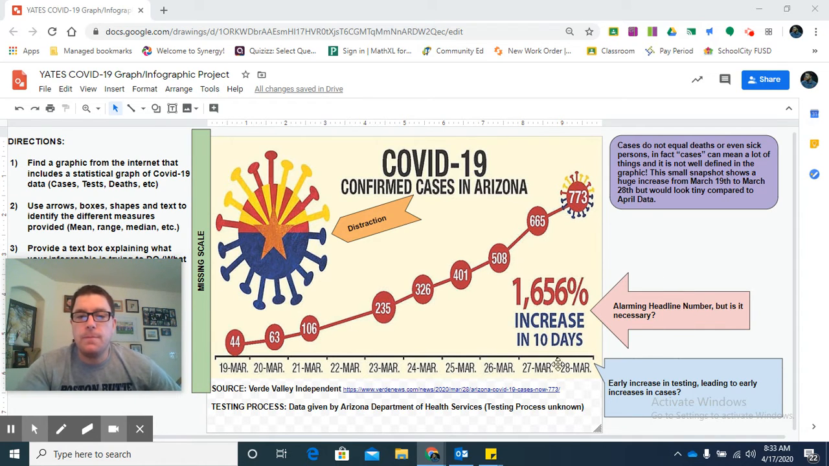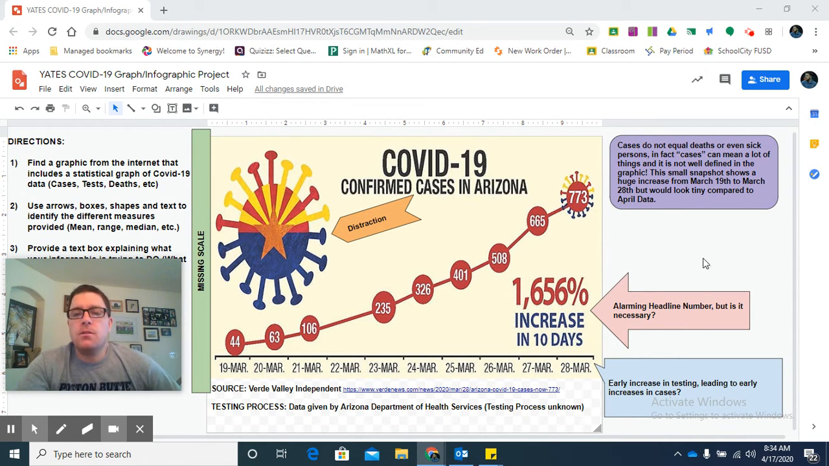But I did put an arrow here that talked about the alarming headline number. Is that necessary? It puts a 1,656% increase in 10 days. Is that necessary? So I pointed that out right there. Then we say provide a text box explaining what the infographic is trying to do. What is it trying to convince us of?